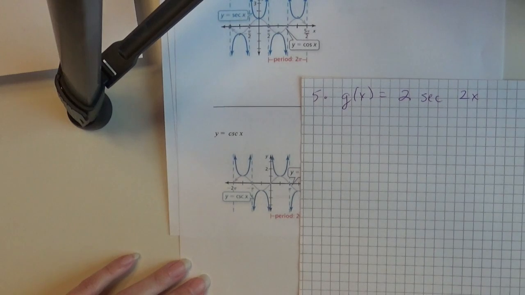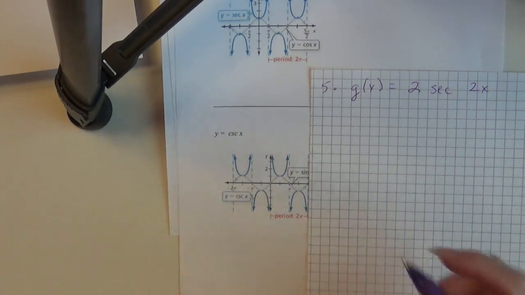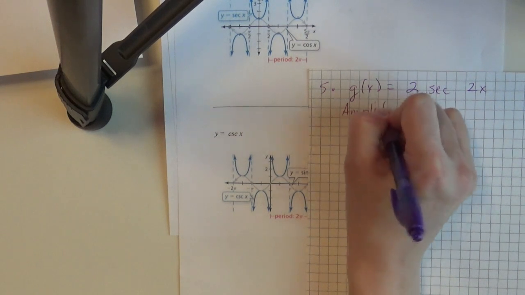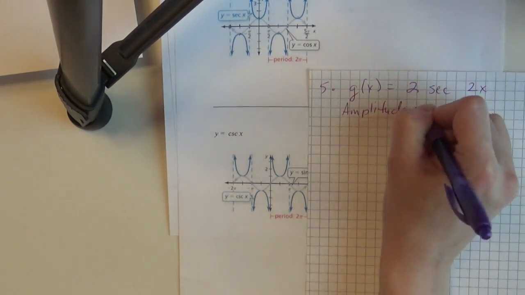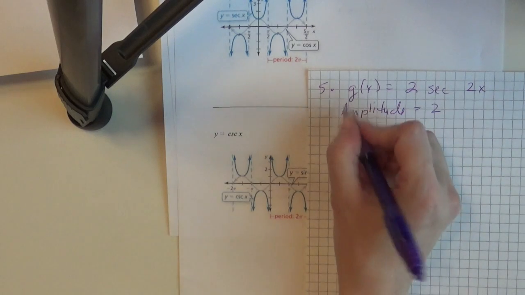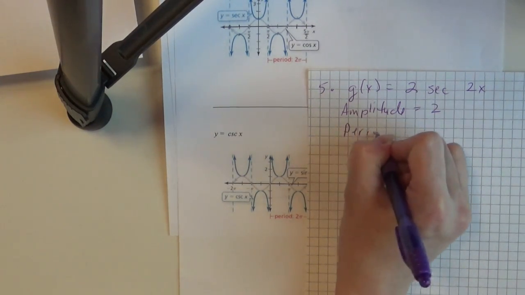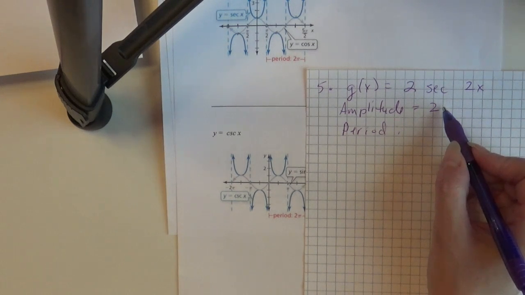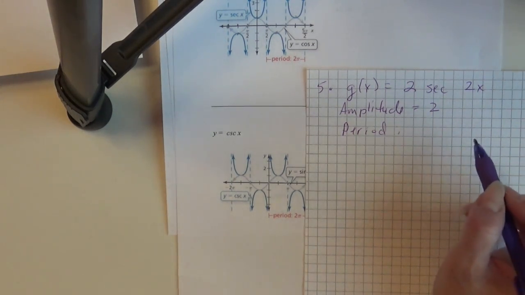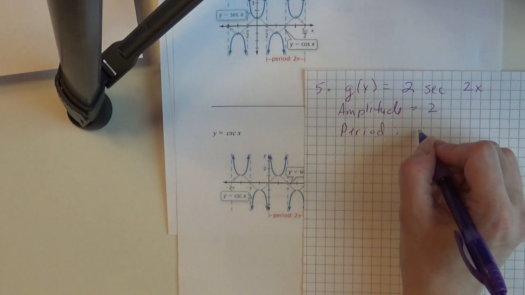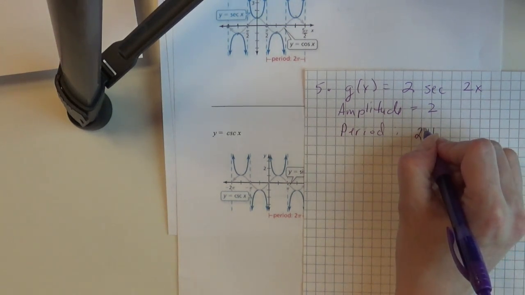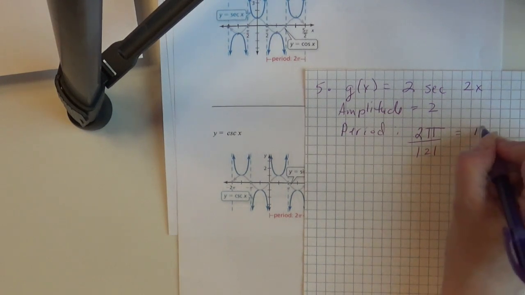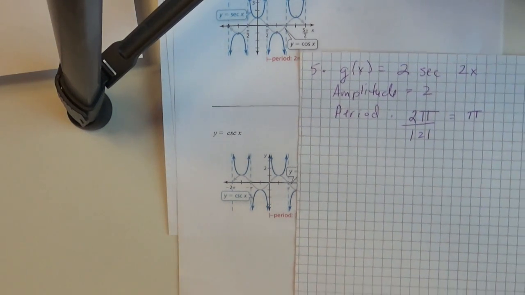We're going to do 2 times secant 2x. So my amplitude is 2. The period, now be careful when you get here. Remember, secant has the same period as cosine, and cosine had a period of 2 pi. So you're going to do 2 pi over the absolute value of b. So for this one, it's just going to be pi. So this one has period pi.